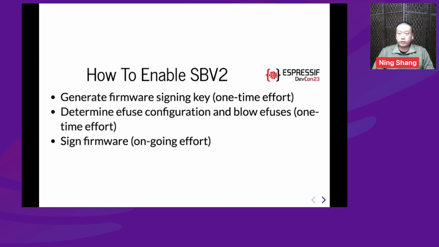So how do we enable Secure Boot v2 on an ESP32 device? In general, there are a few things we need to do. First of all, we need to generate firmware signing keys. This is usually a one-time effort. Once the key is generated, it will be used to sign firmware that runs on the same device over and over again.